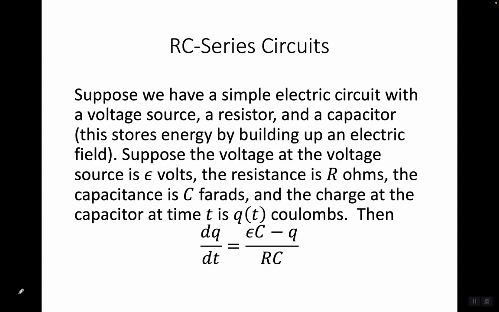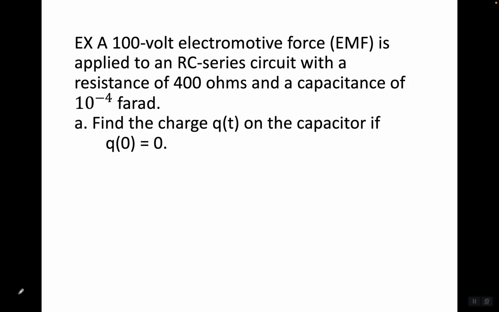Suppose the voltage at the voltage source is epsilon volts, the resistance is R ohms, the capacitance is C farads, and the charge at the capacitor at time t is Q of t coulombs. Then dQ/dt equals (epsilon C minus Q) all over RC. I see a differential equation. Let's see if we can solve that.